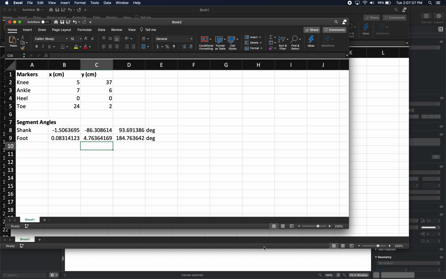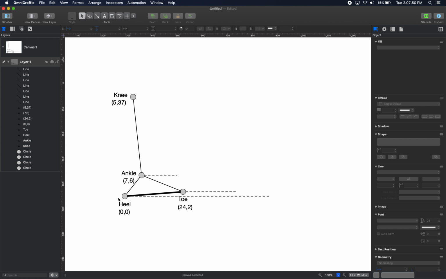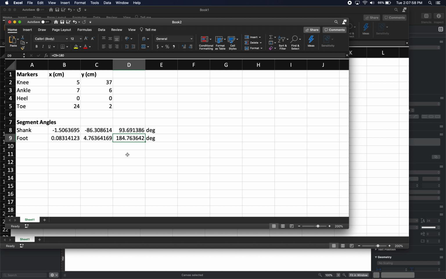Notice last time I told you if you get a negative segment angle, add 180 to it. Here I got a positive segment angle, and I still added 180 to it. That's just something that we do for the foot because it has this kind of weird orientation where it's oriented sideways, whereas the other segments here are more oriented straight up and down. So for the foot, generally we add 180 degrees regardless of what value we get for it.